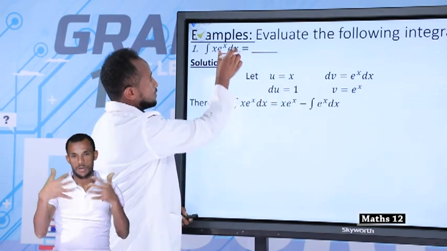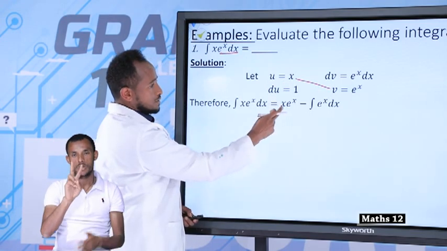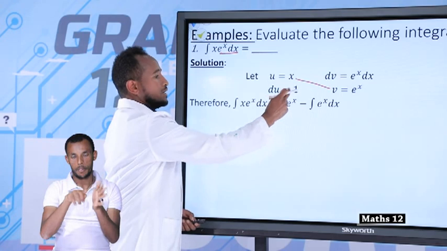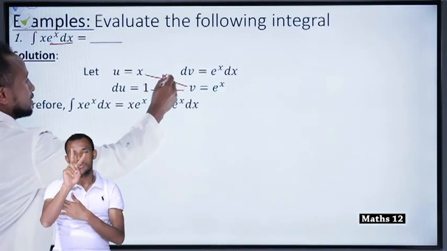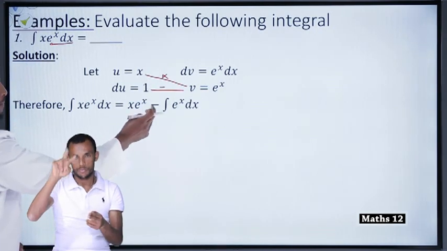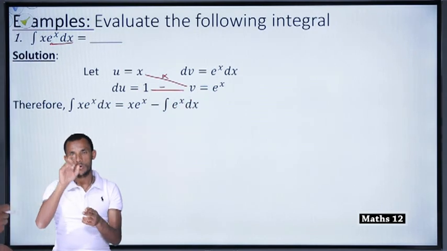The integration of this function is a product of these two. Thus it is x times e raised to x, minus the integral of the product of the two. This minus, you take the product. Therefore, x times e raised to x here, minus 1 times e raised to x here in the integral.